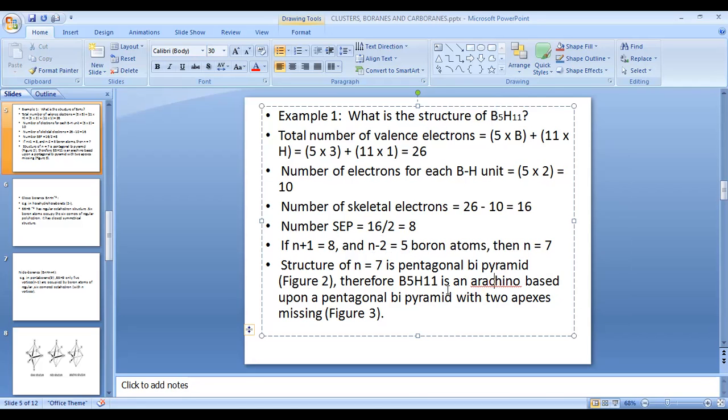Based upon that, if it is arachno, then its structure may be pentagonal bipyramidal with 2 apexes missing. So that means in this pentagonal bipyramidal molecule, we can expect how many vertices? 7 vertices. Out of 7 vertices, 2 vertices are missing with whom? Boron atom. Missing with boron atom. So that statement he implied, how 2 apexes are missing. Apexes are nothing but vertices. So this is the way to determine the structure of the given borane.